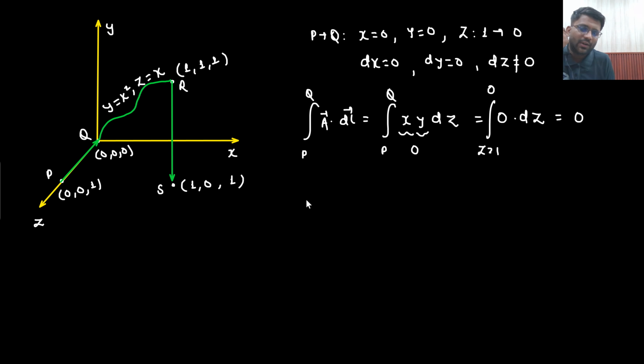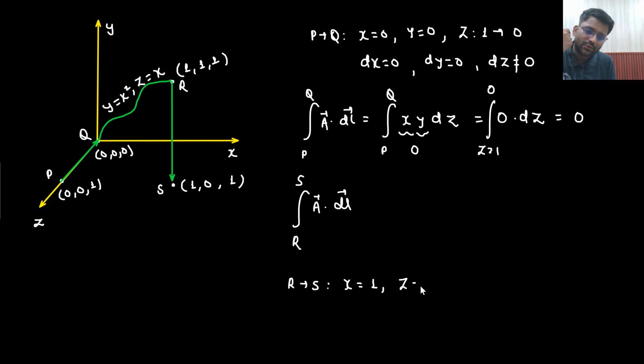Let's directly write down from R to S as well. From R to S, A dot dl. So from R to S, what is the scenario? X is fixed at 1. Z is also fixed at 1. But sir, Y is changing from 1 to 0. Dx is 0. Dz is 0. Dy is non-zero.